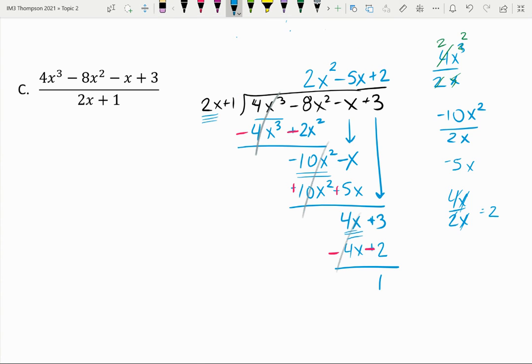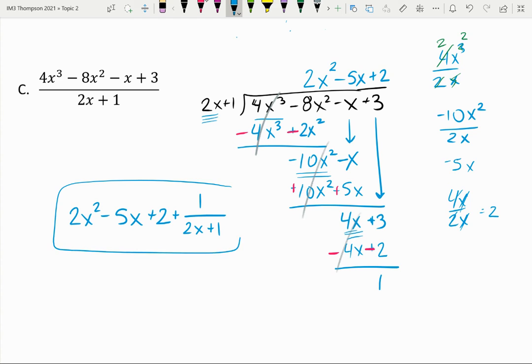So when I divide 4x cubed minus 8x squared minus x plus 3 divided by 2x plus 1, I'm left with 2x squared minus 5x plus 2. Since the 1 is positive, I'm going to write a plus 1 divided by the divisor, which is 2x plus 1. If I have a remainder, that means 2x plus 1 is not a factor of the third degree polynomial.